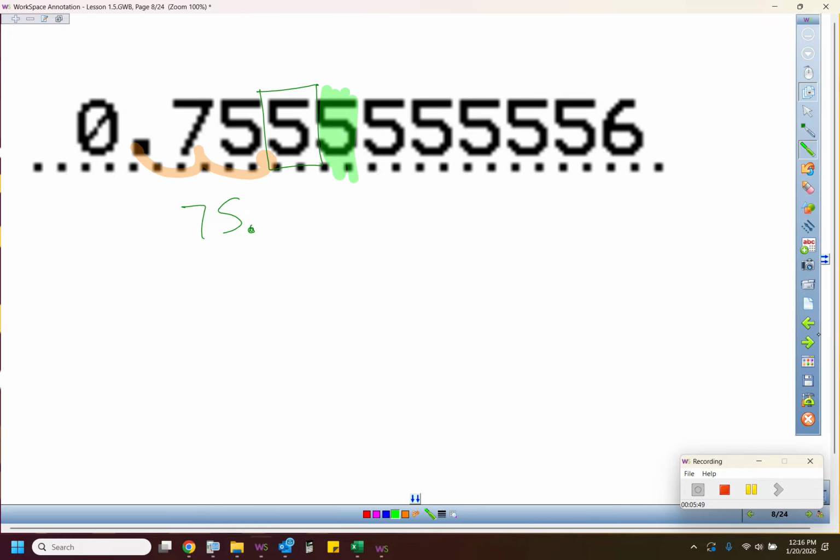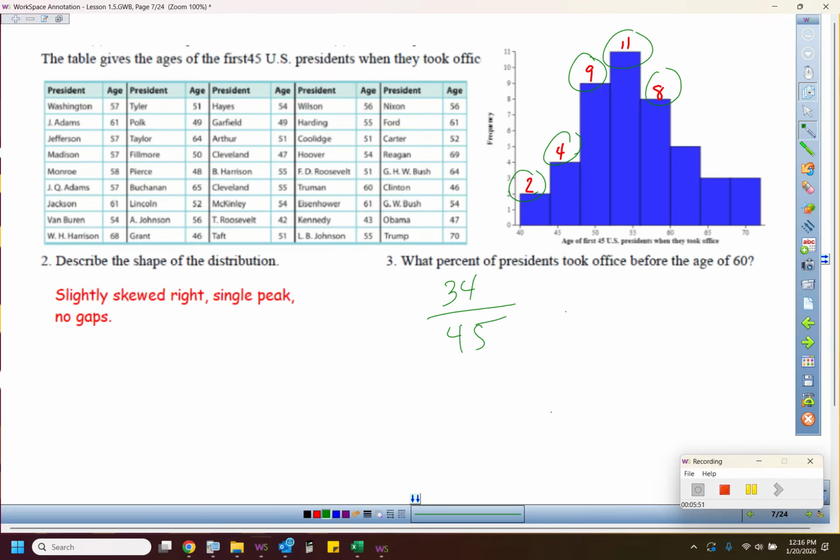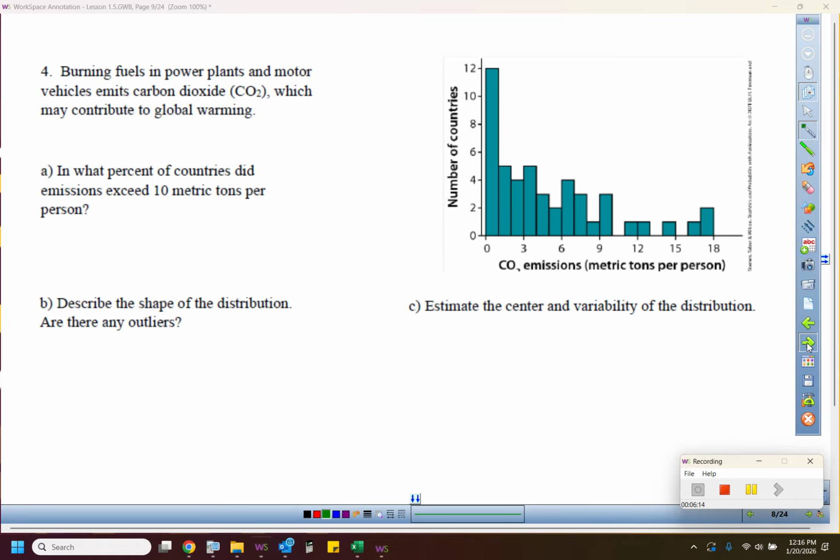75.6% is what we'll go with on that one. So about 75.6%, which is most of them. Most of the presidents took office before they were 60 years old. You cool with how I found that data? Again, when it's on your computer on the applets, you can hover over the bar and it'll tell you the total at the top. All good? Cool.